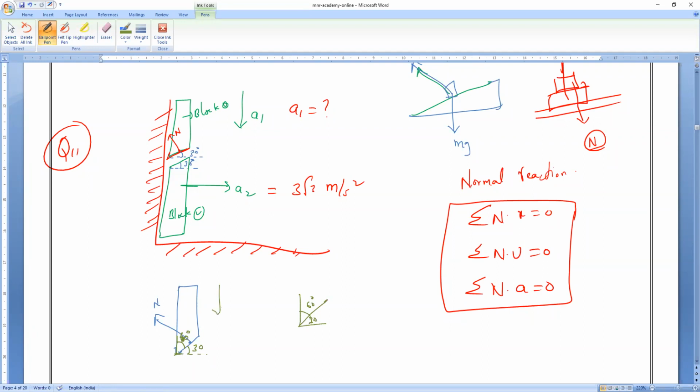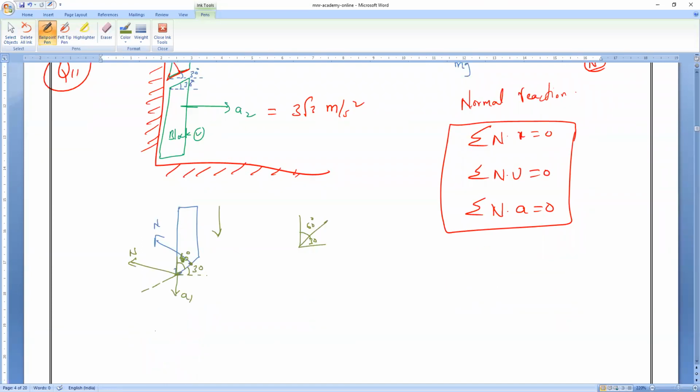At this point, acceleration is acting downwards, so I will take the acceleration downwards as A1. Normal reaction acts perpendicular to the inclined surface, so here also normal is the same. Everywhere normal is the same. So here also what is the angle? Here 60, here 30, then these two are 90. So 60 here means here how much angle? 30 degrees. All of you understand?